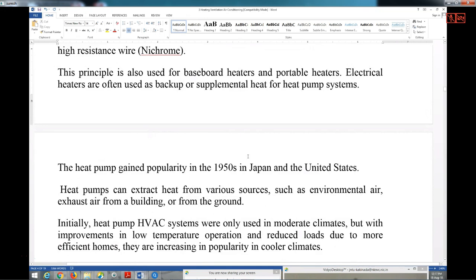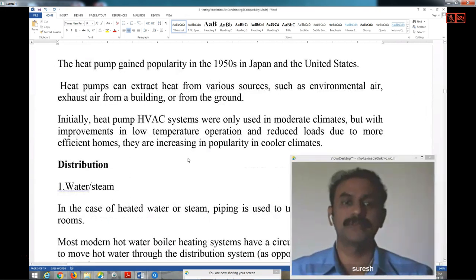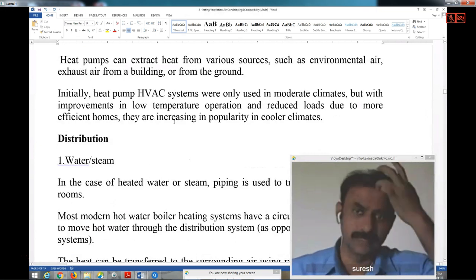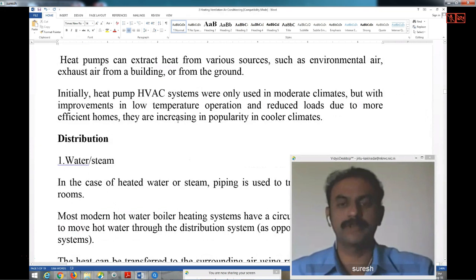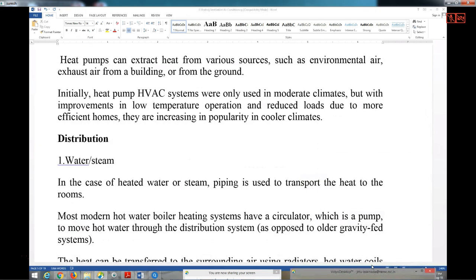The heat pump gained popularity in the 1980s in Japan and the United States. Heat pumps can extract heat from various sources such as environmental air, exhaust fans, and from the ground. So already we have seen these things. Environmental air is taken from the environment and circulated, distributing the total heat energy to the required utilization purpose. And the heat extracted from the ground is nothing but geothermal. The geothermal energy extraction we have seen in the previous class.